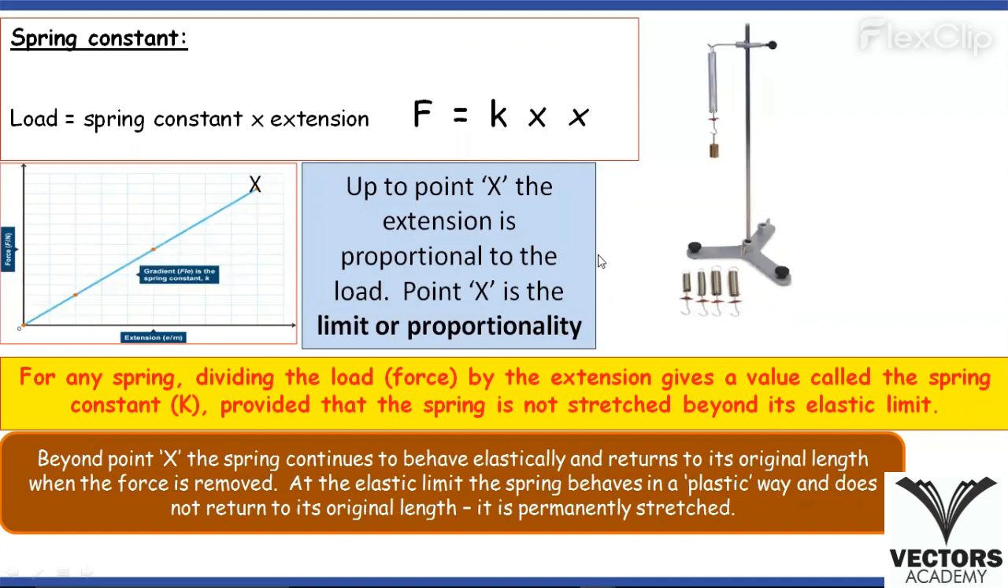Up to a certain point, the extension is directly proportional to the load. This point is called the limit of proportionality. For any spring, dividing the force by the extension gives the value of the spring constant, provided that the spring is not stretched beyond its elastic limit or limit of proportionality.